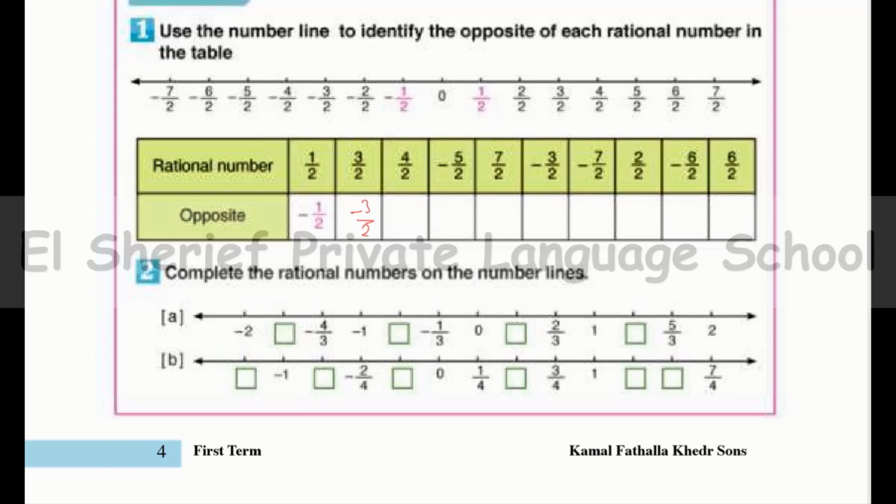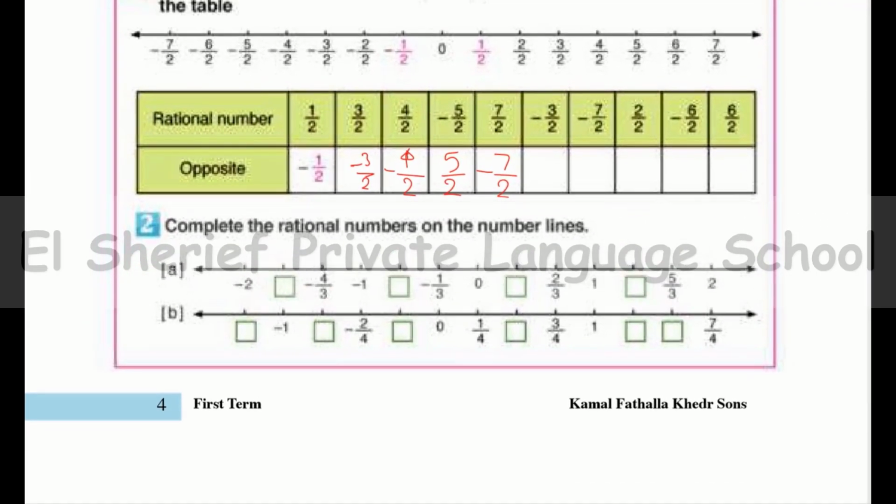I can write the number without looking at the number line. 4 over 2, I can write it with a different sign, negative 4 over 2. The opposite of negative 5 over 2 is 5 over 2 with a positive sign. 7 over 2, the opposite number is negative 7 over 2. Complete the rest yourself.